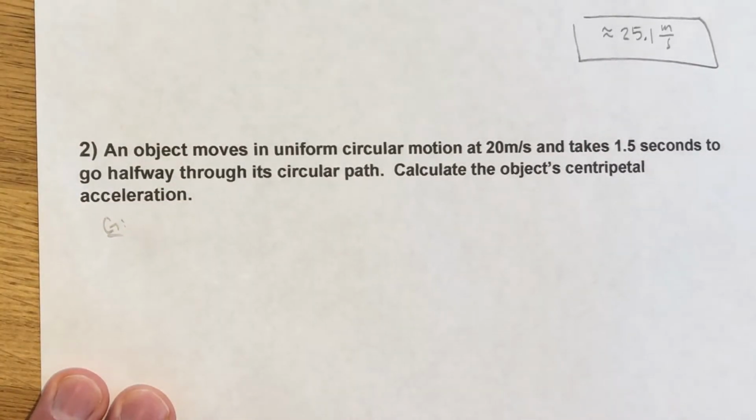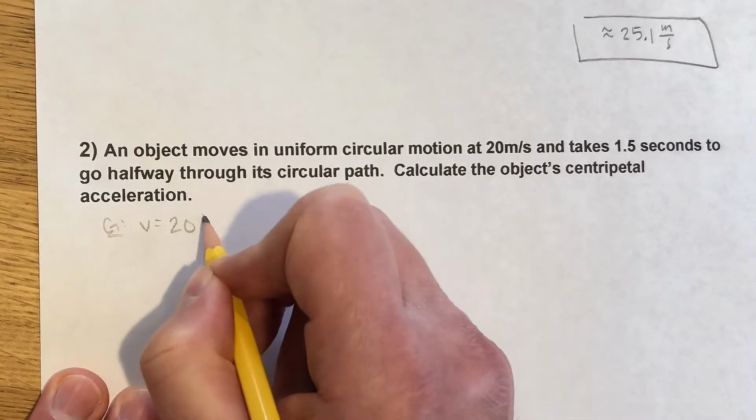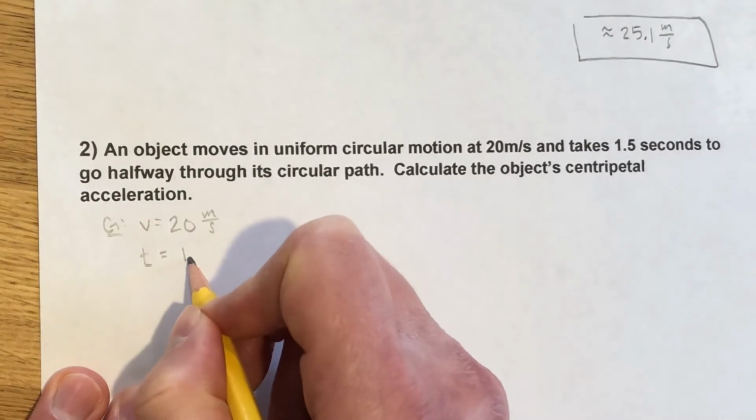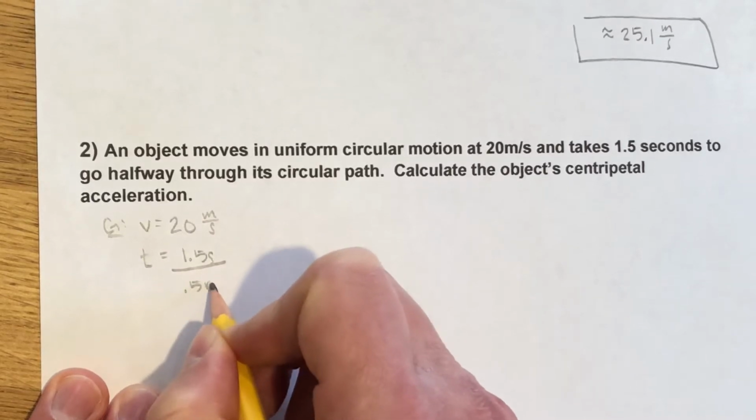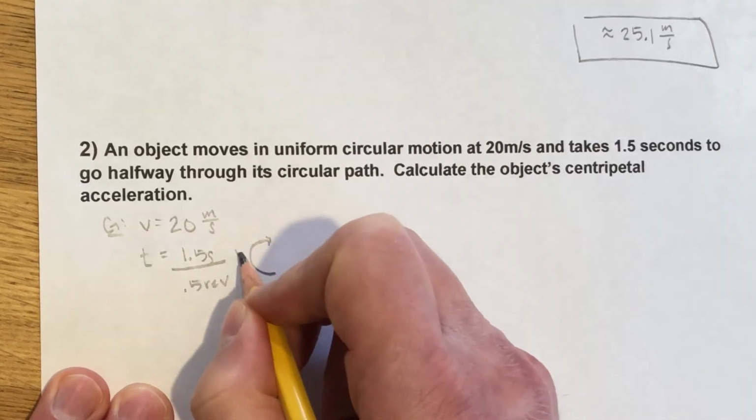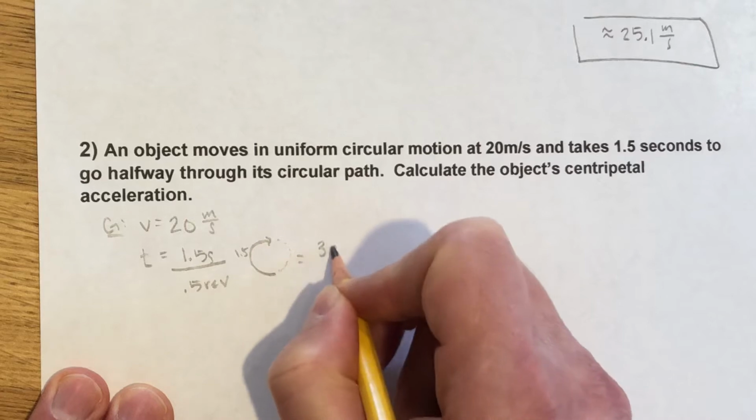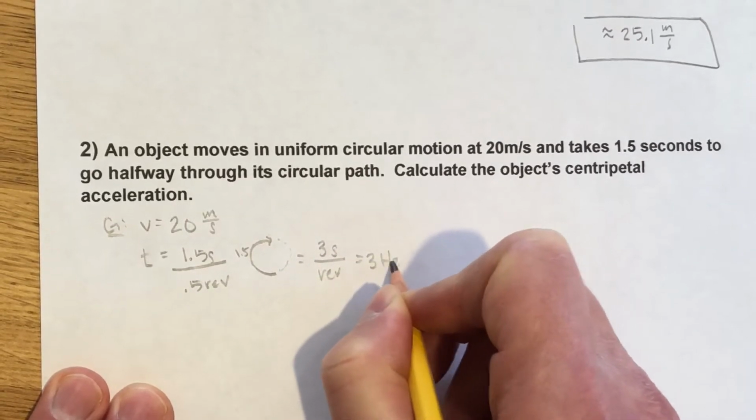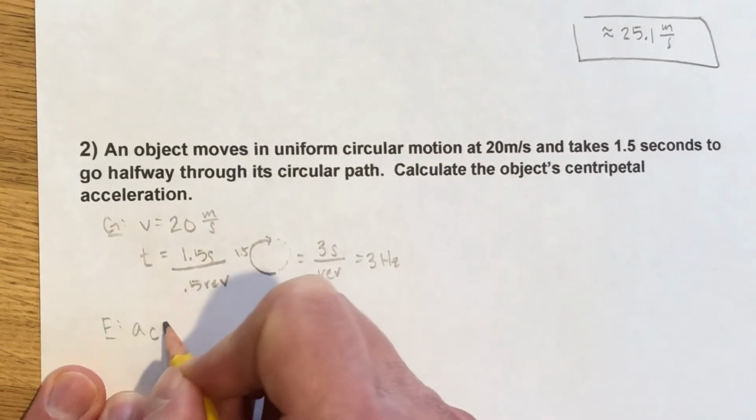We know that the speed or the velocity around the circle is 20 meters per second. And the time, we are given that it's 1.5 seconds to go halfway around the circle, or 0.5 revolutions. So if you think about that visually, to go halfway around is 1.5 seconds. So to continue that the rest of the way, this is equivalent to 3 seconds per revolution, or 3 hertz. And now we want to find, ultimately, centripetal acceleration.